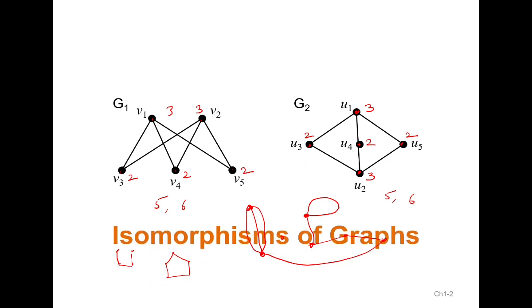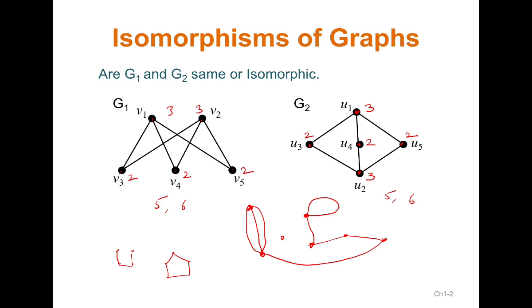You can see that I can draw G1 the same as G2. If I pull back V2, you can see this is V2. Now I am putting it here and making V3, V4, V5 adjacent to V2. Then I will get almost the same graph. And that's why I can say that G1 and G2 are isomorphic.